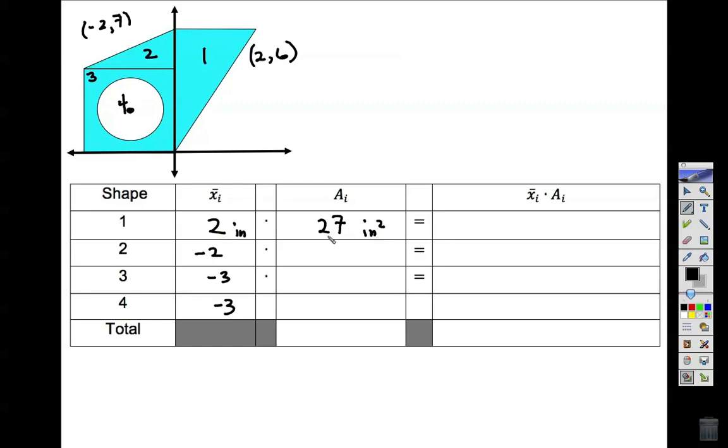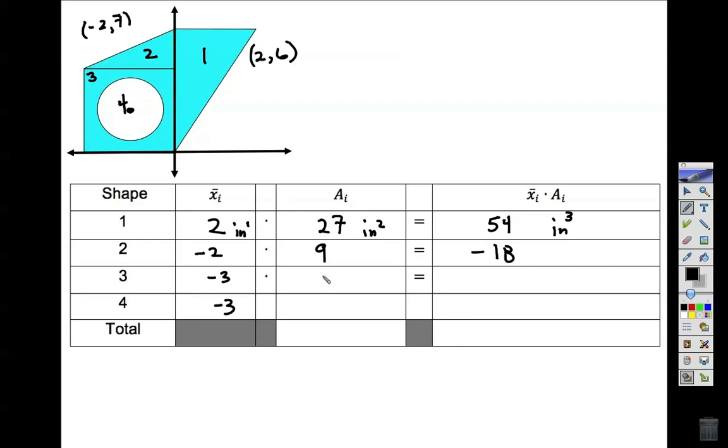When I multiply 2 times 27, I get 54 inches to the third power. Inches squared and inches to the first is inches to the third. In a way, it's kind of like volume, but we're not multiplying by the third dimension. This is something slightly different in terms of numbers, but units very similar. Shape 2 was the other right triangle. That area was 9 inches squared. -2 times 9 is -18. Yes, it is possible for us to get negatives in here.